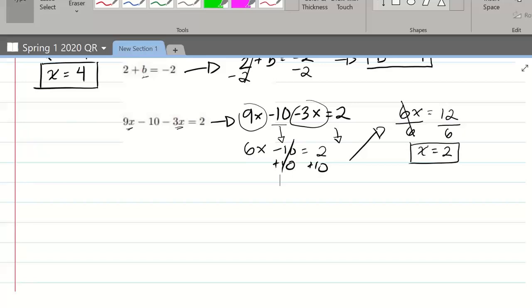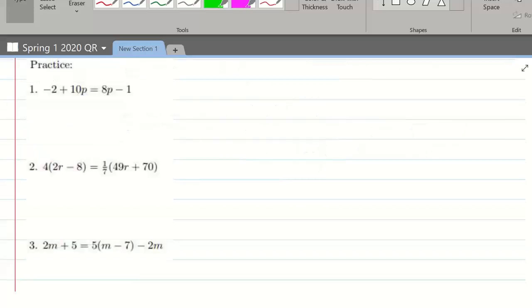So let's go on to the next questions. Now these three, they look like there are a lot of steps. In some sense, there are a couple more steps than the ones we've been doing so far, but the idea is exactly the same. First one, right? We have negative 2 plus 10p is equal to 8p minus 1, right?